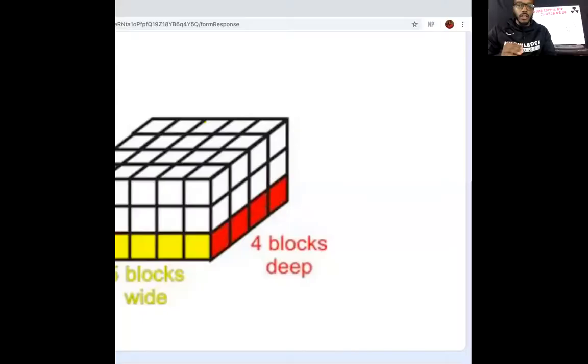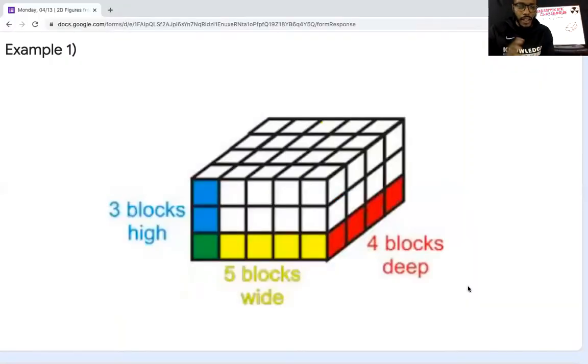All right, so now we are looking at example one. Here I have an example of a rectangular prism. How do I know it's a rectangular prism? Well, the base, which we can see up here at the top and at the bottom, is a rectangle. It is 5 blocks wide, 4 blocks long or deep, depending on how you want to look at it. And this rectangular prism, I will say, is 3 blocks high.